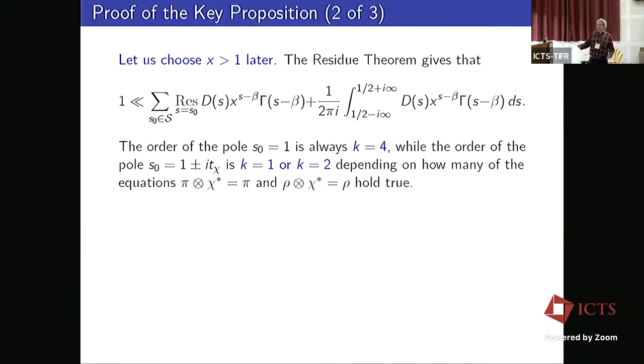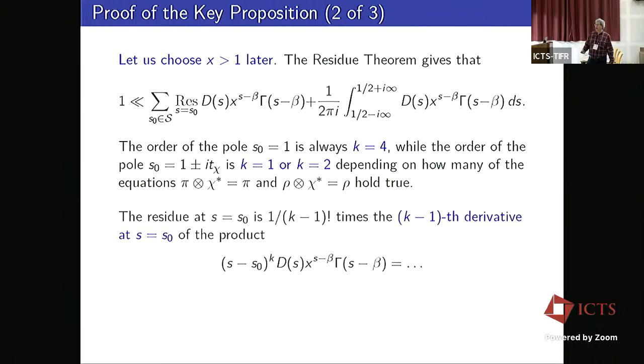So here I repeat what I already said, that the pole 1 always has order 4, whereas the pole 1 plus minus it chi, if it is there, has order 1 or 2, depending how many of these self-twists are happening. If none of the self-twists are happening, then these poles 1 plus minus it chi are not there. If one of these self-twist equations is true, then the order is 1. If 2 are true, then the order is 2. And now of course, then we can calculate the residue.